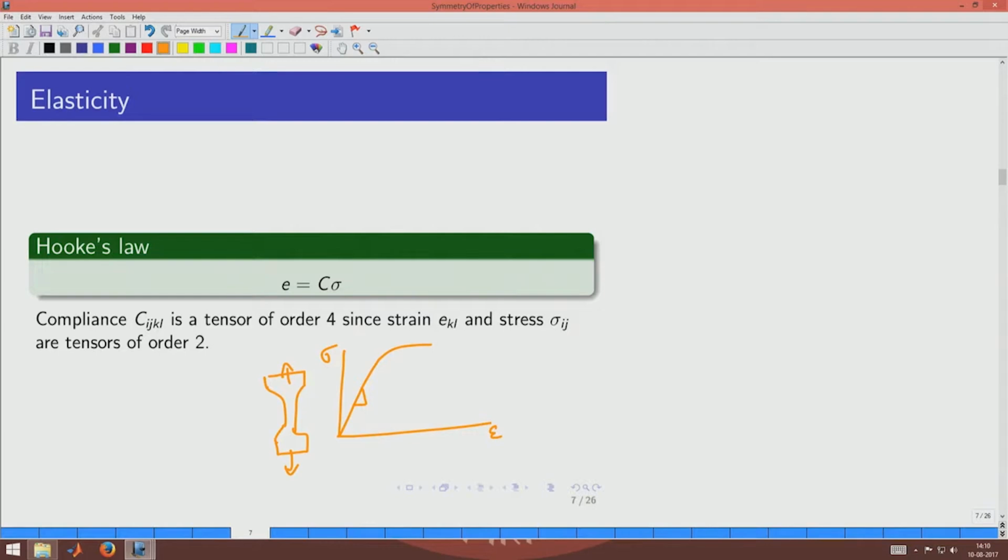Very often, if you see these quantities as just numbers, then we may mistake that what connects them is also just a number. But we have already known that stress is a tensor of order 2, and we have already seen that strain is a tensor of order 2. So, the maximum order of the tensor that is connecting these two should be order 4, which means that compliance is a tensor of order 4. If you take it to the other side, the elastic modulus will be a tensor of order 4.